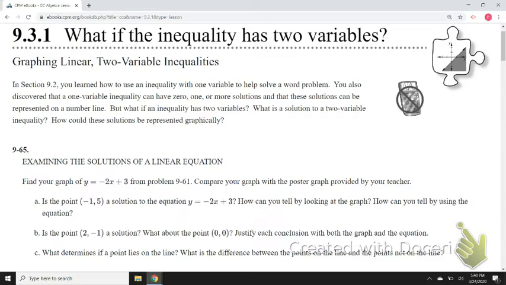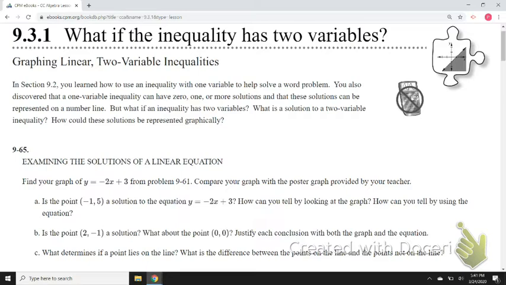Continuing where we left off with CPM here, 9.3.1. Today we're going to focus on graphing two variable inequalities. If you recall, the last time we left off, we graphed inequalities in regards to one variable, where it was just x, and we graphed using the x-axis or a number line. But today, we're going to be going with a coordinate plane. We're going to take a look at what that looks like. It's actually pretty straightforward. Some of you might have had experience with this before, but let's just jump right in.